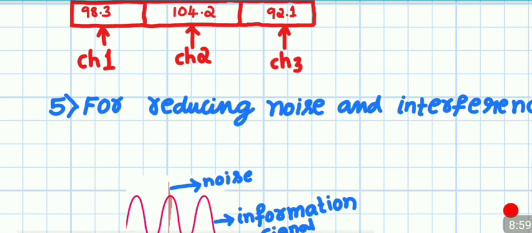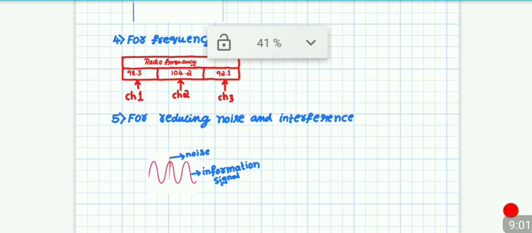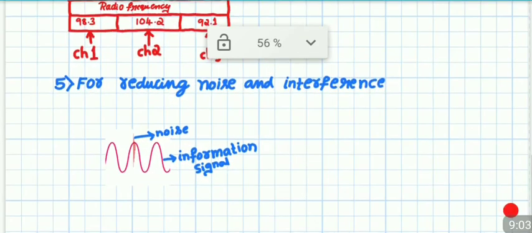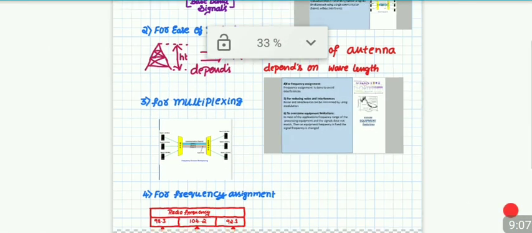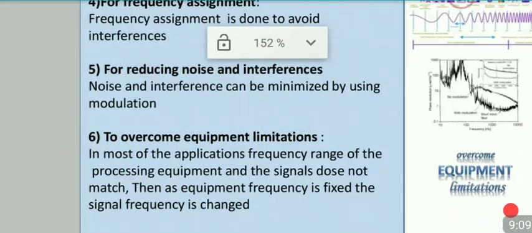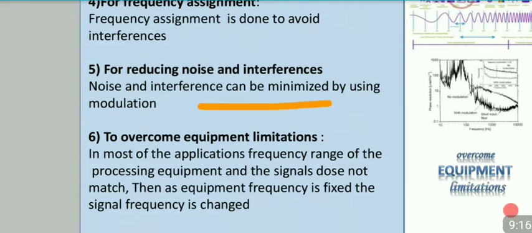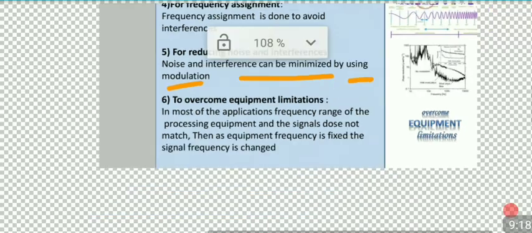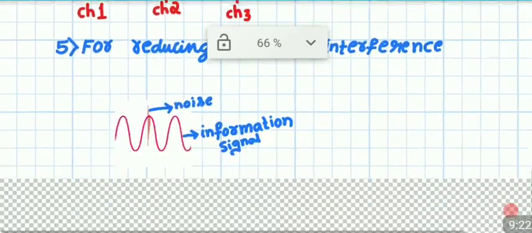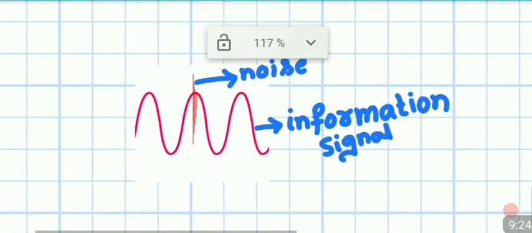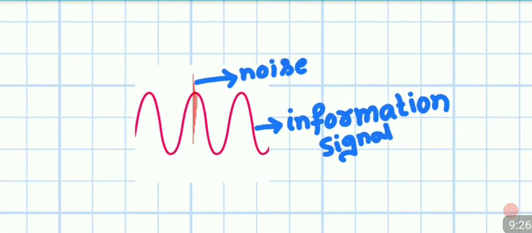Then I come down to the next, the fifth point. That is what I call reducing noise and interference. What does he say about reducing noise and interference? Interference can be minimized by using modulation. When I do modulation, there will be no greater effect of interference and noise on the signal. That is what I am going to explain using this picture.